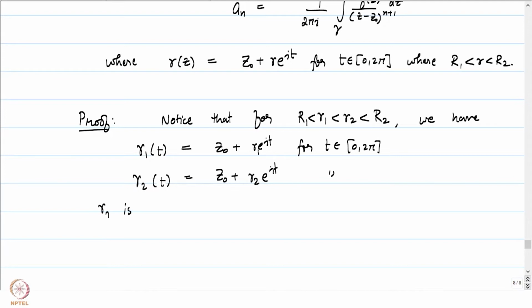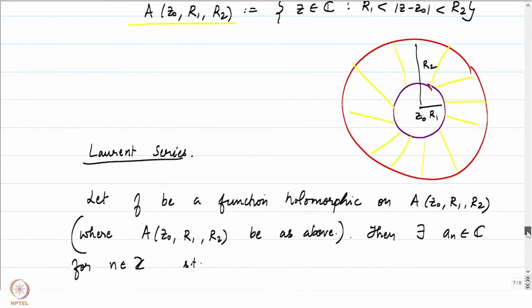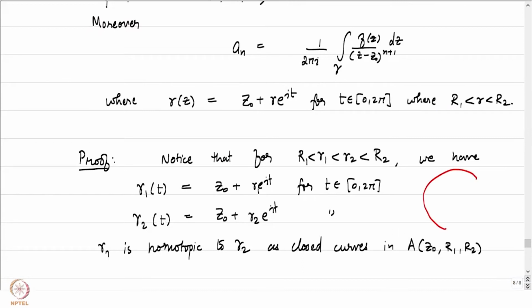Gamma 1 is homotopic to gamma 2 as closed curves in A(z0, R1, R2). So, what have we just written down here? Let me draw a picture to capture that. What was the outer radius? Red and violet. So, if you start off with an annulus like this, and if you take any two circles here, so this is our region, right?